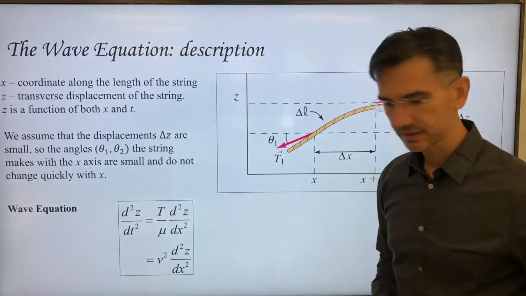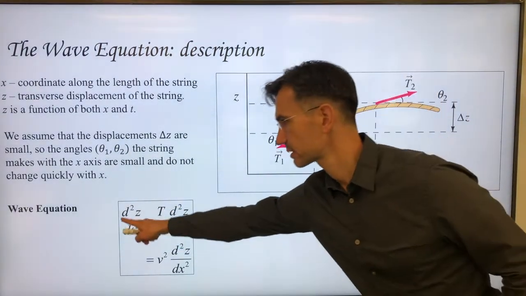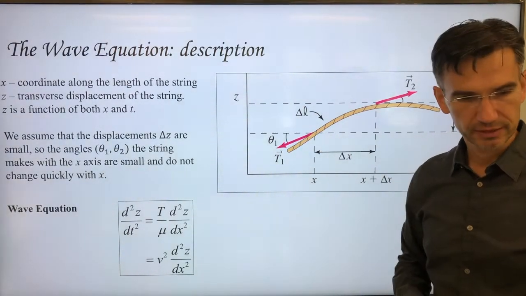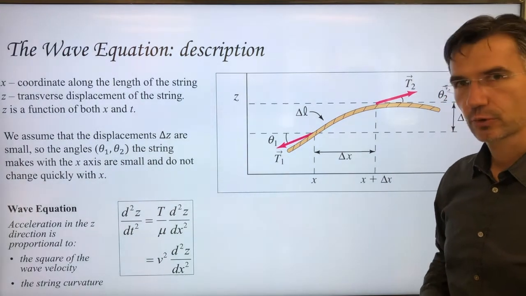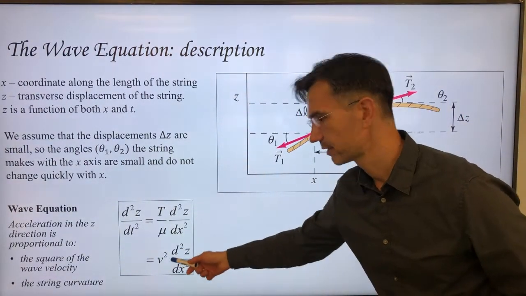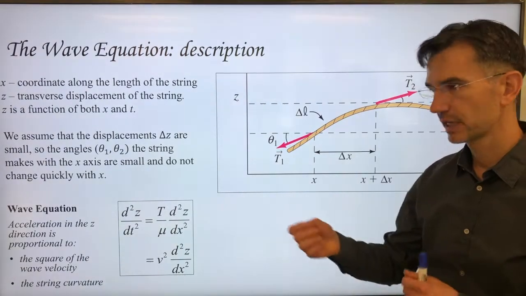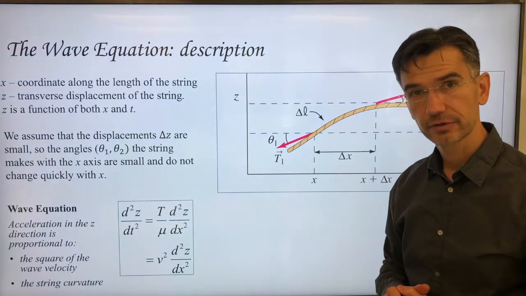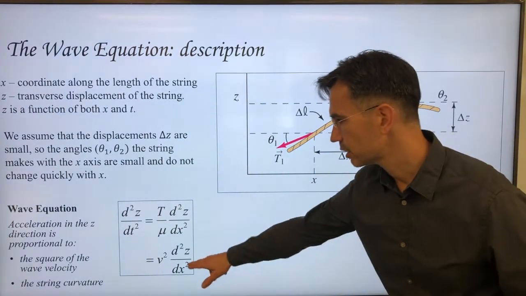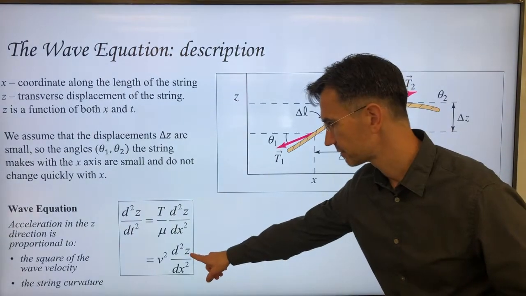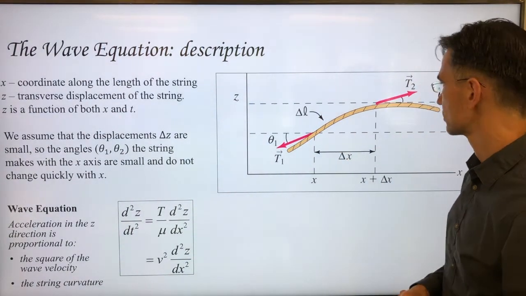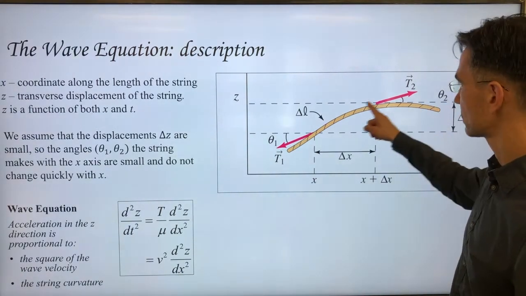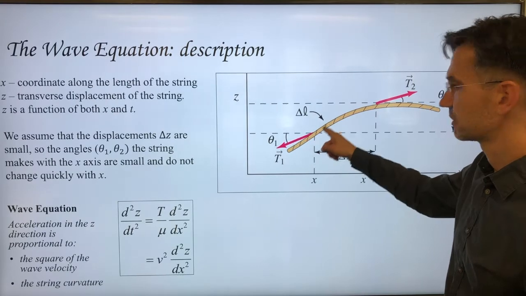So what this is telling us is that the acceleration, this is vertical acceleration, the second derivative of z with respect to time, the acceleration of the string vertically is proportional to the square of the wave velocity, so that the faster the wave speed, the faster the wave propagates through our medium, the higher the vertical acceleration can be, and the curvature of the string. The second derivative of z with respect to x is the curvature of the string. So here, for example, at the top, the string has the highest curvature, and here the curvature is 0, because this is now an inflection point.